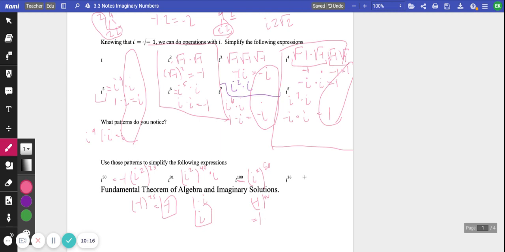Okay, let's look over at i to the 36. So I have i squared. How many pairs of i squareds do I have? 18. So -1 to the 18th power will again be a +1.